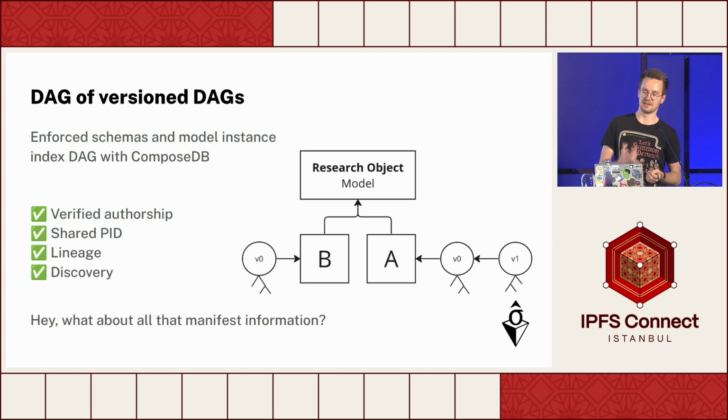We could add them into the model, so like put them as schema entries in the research object, or we can just keep them in the manifest.